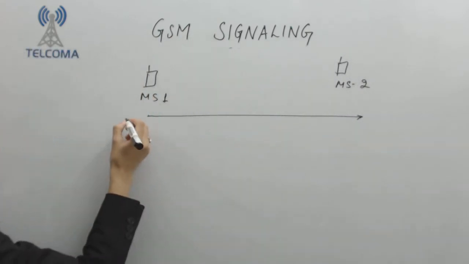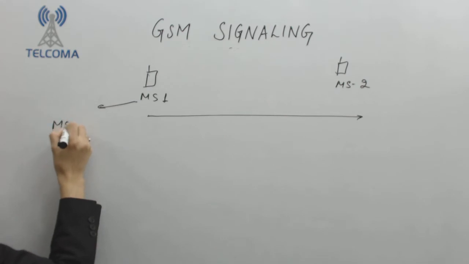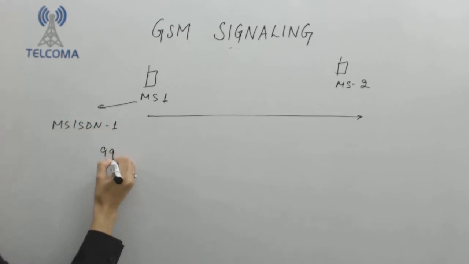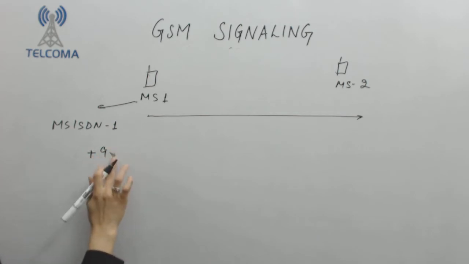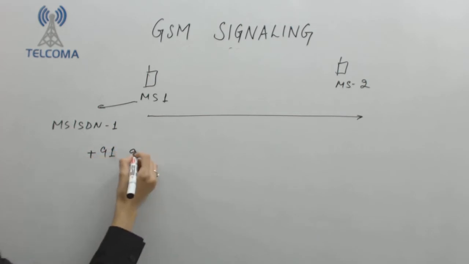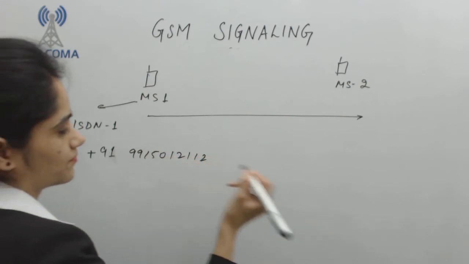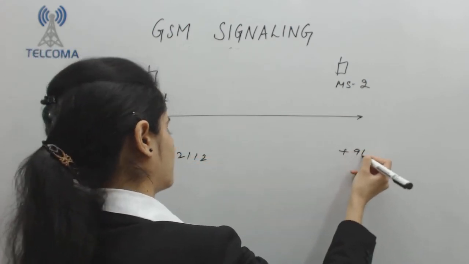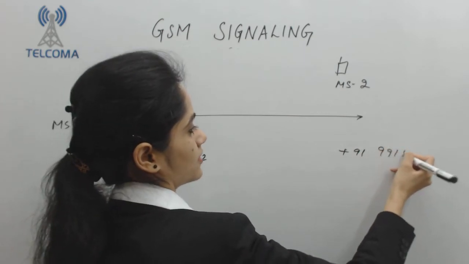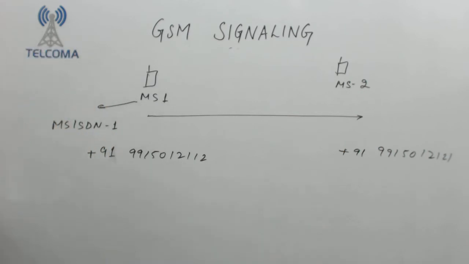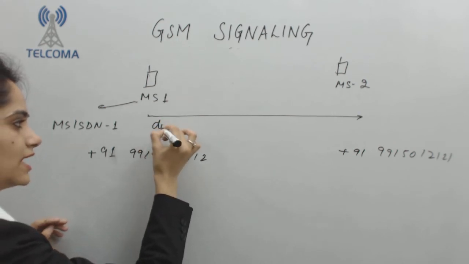So what I will do, like MSISDN of 1 is plus 91 99150 12112, and this one having plus 91 99150 12121. So we have 2 different MSISDN.